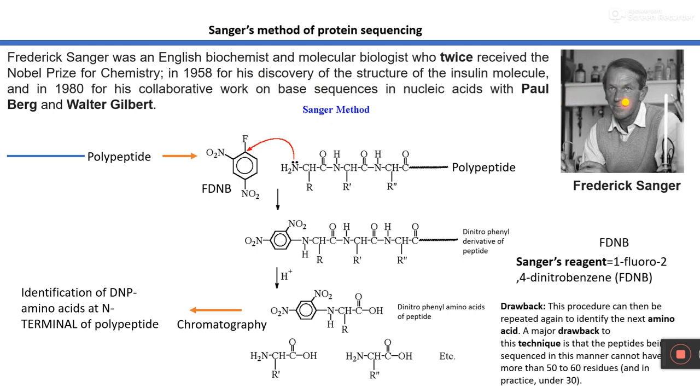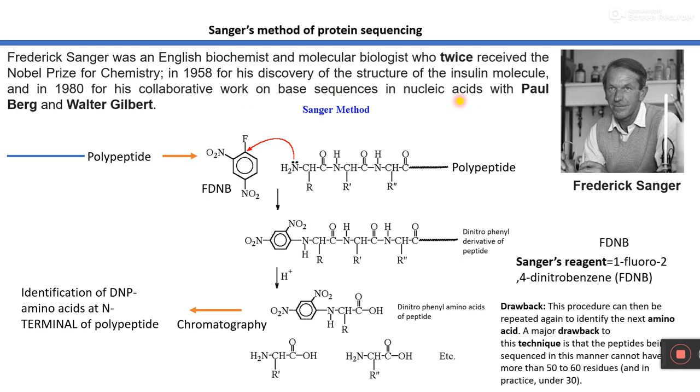So let's first talk about Frederick Sanger. Frederick Sanger was a British scientist who got the Nobel Prize twice for chemistry. The first Nobel Prize he got for his discovery of the structure of the insulin molecule in 1958, and the second Nobel Prize he got in 1980 for his collaborative work on base sequences in nucleic acids. So by this you can understand his immense contribution in the field of chemistry and molecular biology.